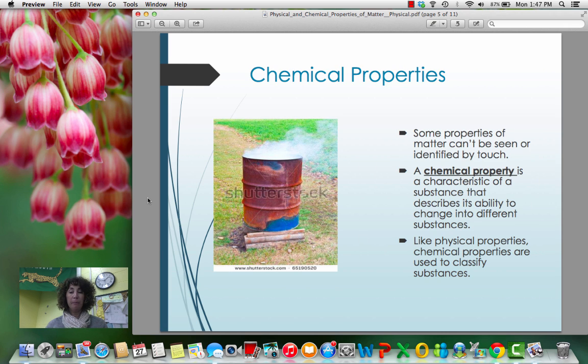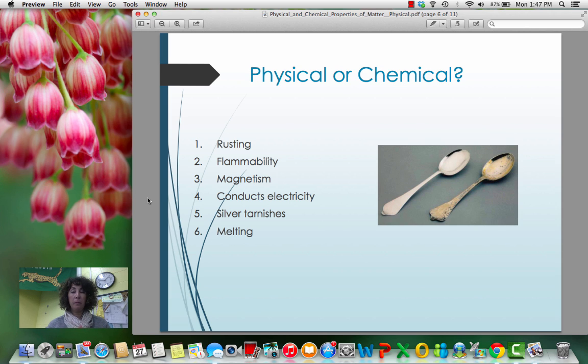Versus chemical properties. Some properties of matter can't be seen or identified by touch. And what those chemical properties do for us is they describe the ability to change into different substances. And again, those same types of properties can help us classify substances. So, physical or chemical: rusting, flammability, magnetism, whether or not it conducts electricity, tarnishing, melting. You try.